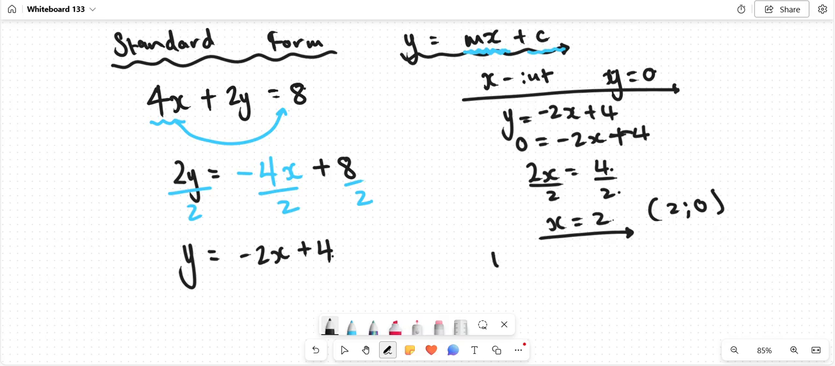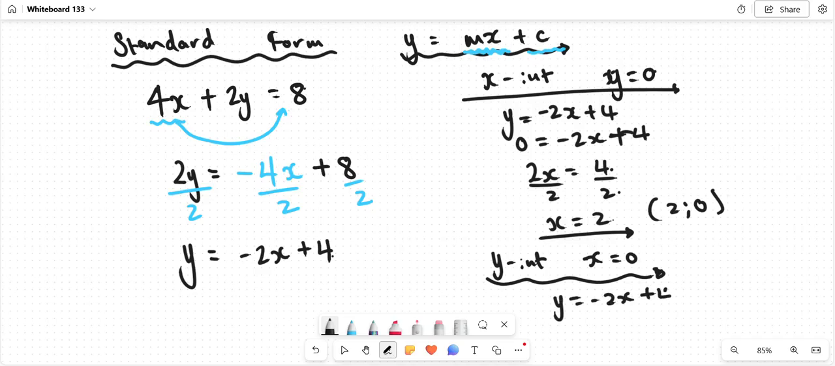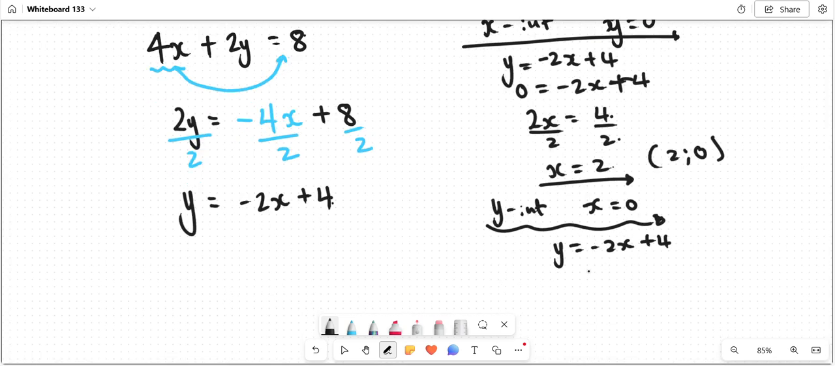And if you wanted the y-intercept, I'd make the x equal to 0. And how does that look? y is equal to negative 2x plus 4. And so y is equal to negative 2 (0) plus 4. So y is equal to positive 4. And again, this is something that you can read off your equation. If you remember what this is, it's always your y-intercept, but that's how you would calculate it.